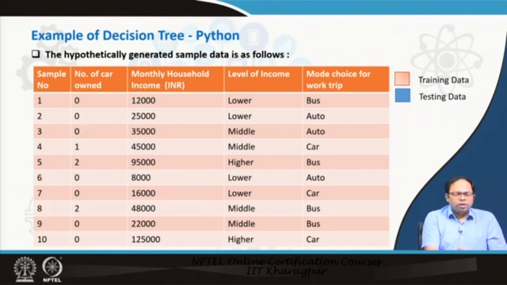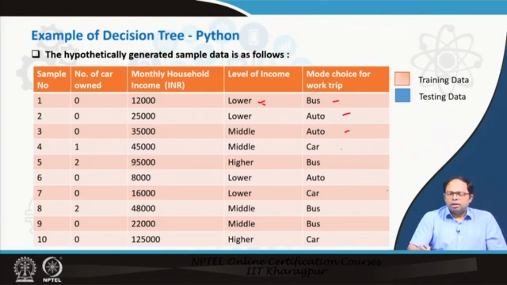Number of cars owned is given over here. Monthly household income is given on this side, and level of income. Instead of the actual values, we have used categorical variables, and then we have used a mode choice. This is the final classes. So, we have got three classes.